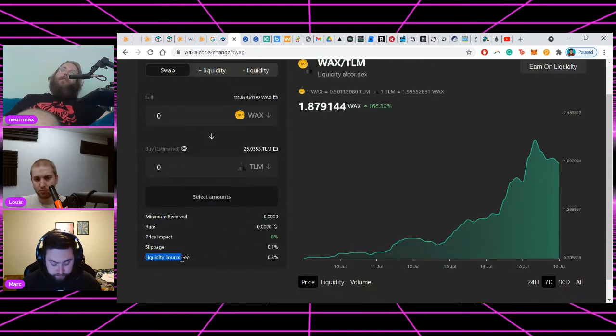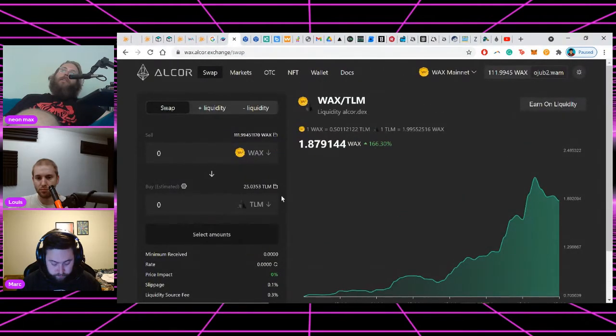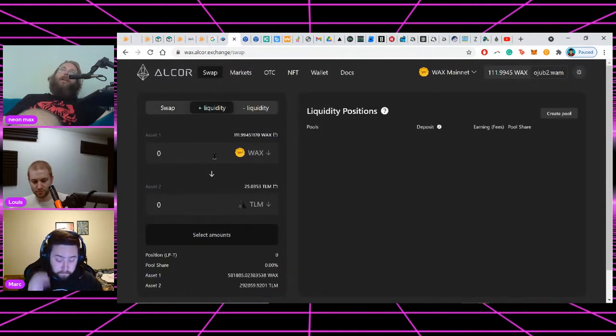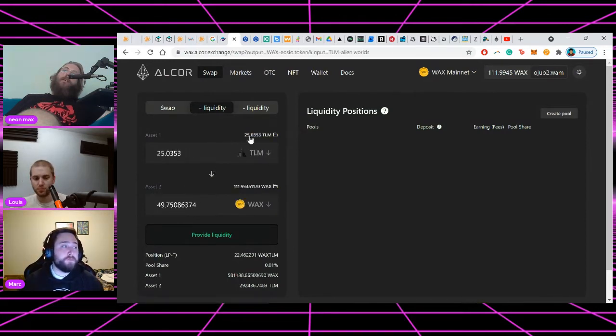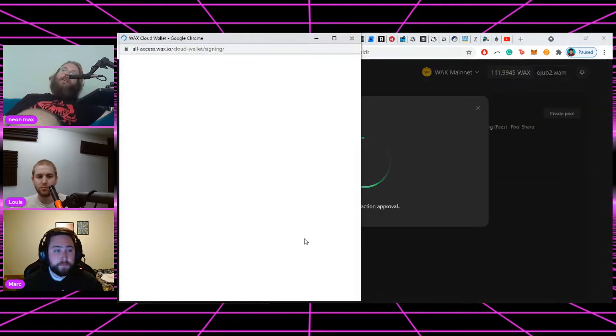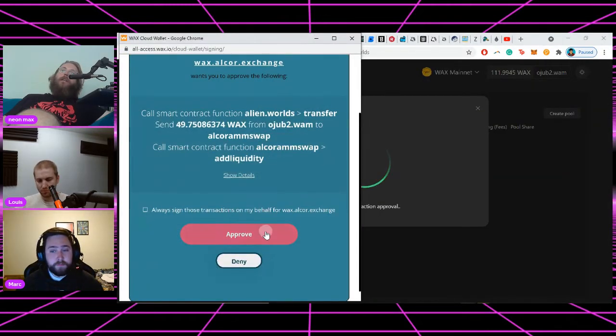It says down here, liquidity sourcing fee, you're paying 0.3% for the sourcing of that liquidity for that specific trade. And everybody can participate in providing liquidity to the pool that I just traded against by hitting this plus liquidity tab. Now I can add my 111 Wax into it, and it'll automatically ask for the counterpart, because it's determining that these two have to be 1-to-1 equal. So I can't do that right now. I have to swap. I'm going to just switch this and then provide liquidity. So I'm going to say provide liquidity, approve.